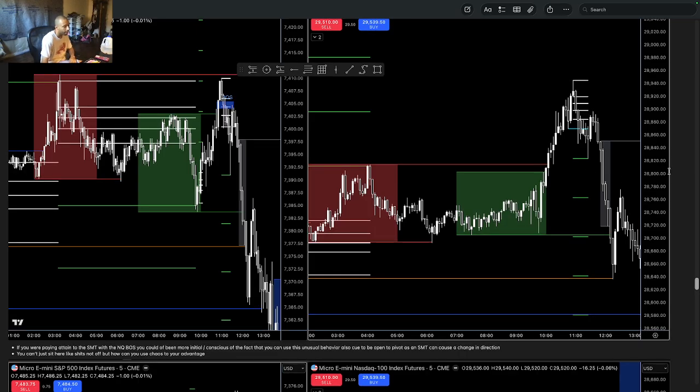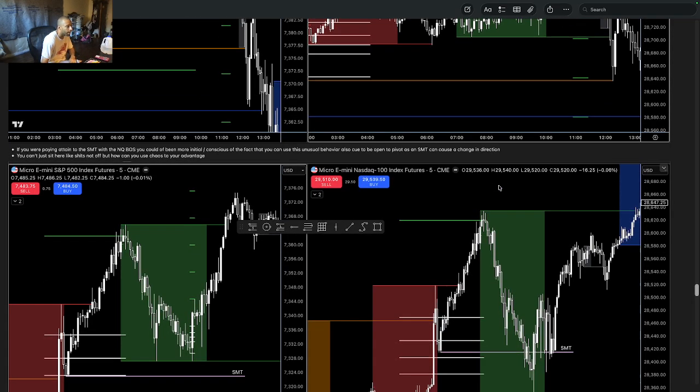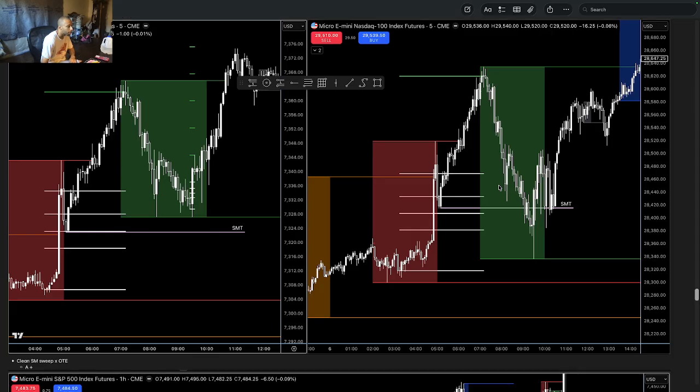Looking at a clean SMT sweep plus OTE. So yeah, this pullback into OTE, 5 minute breaker structure, and we got an SMT. We didn't sweep this low on ES, but we swept this low on NQ. Took the long up to the top of the range. It's just clean structure. That's all it is. That's all you're waiting for is clean structure.